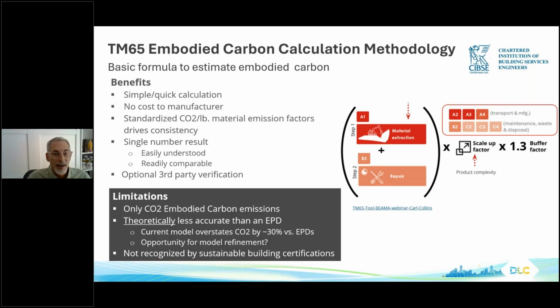Theoretically, the TM65 is less accurate than the results that come from embodied carbon from doing a life cycle assessment and publishing an EPD. We know from some of the work that's been done that the current TM65 model overstates CO2 by approximately 30% versus environmental product declarations. And this may be an opportunity for refining the model going forward. If you look in the formula there at the far right, there's a 30% buffer factor in there. So it appears that the basic calculation without that buffer factor is maybe more accurate for luminaires than was originally intended.